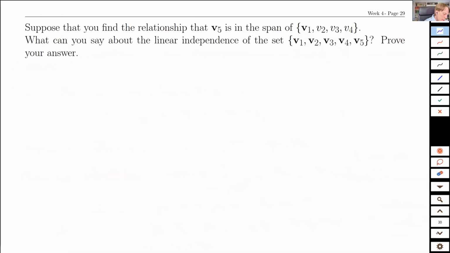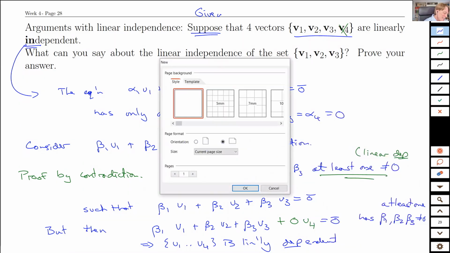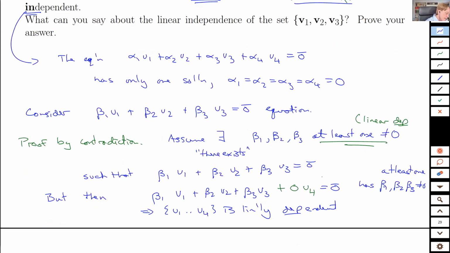Did I remove space for this? I did not. All right. I'm going to add a little page here. Hopefully you can write smaller than I can. There we go. And then I'll just slide this a little bit.